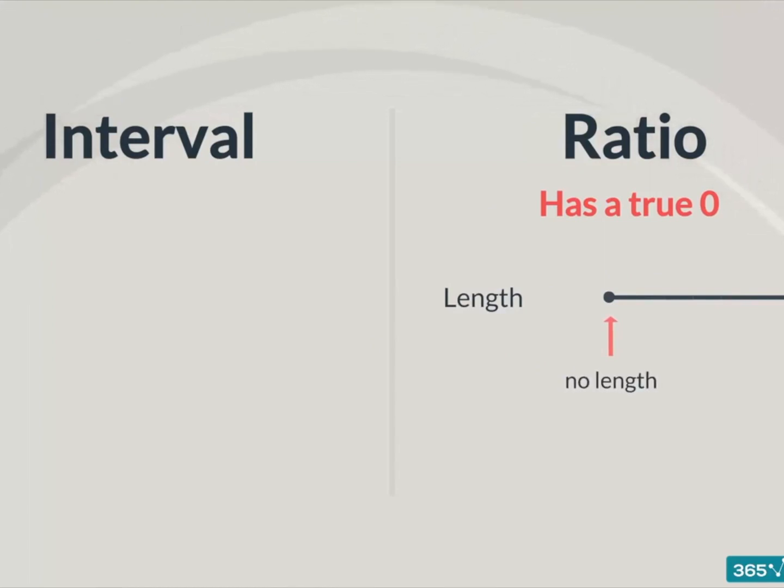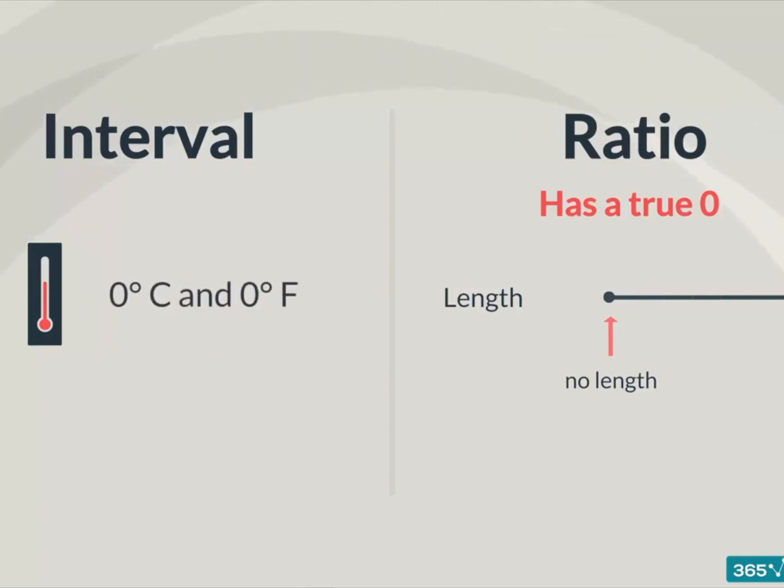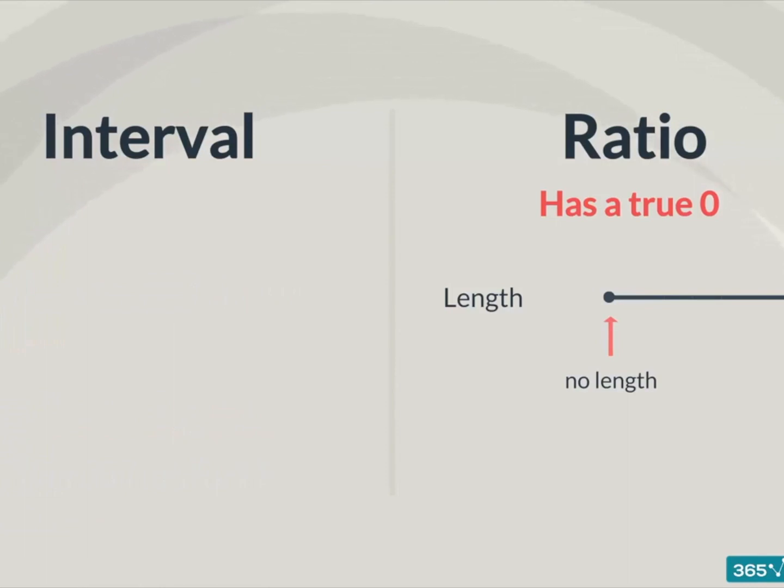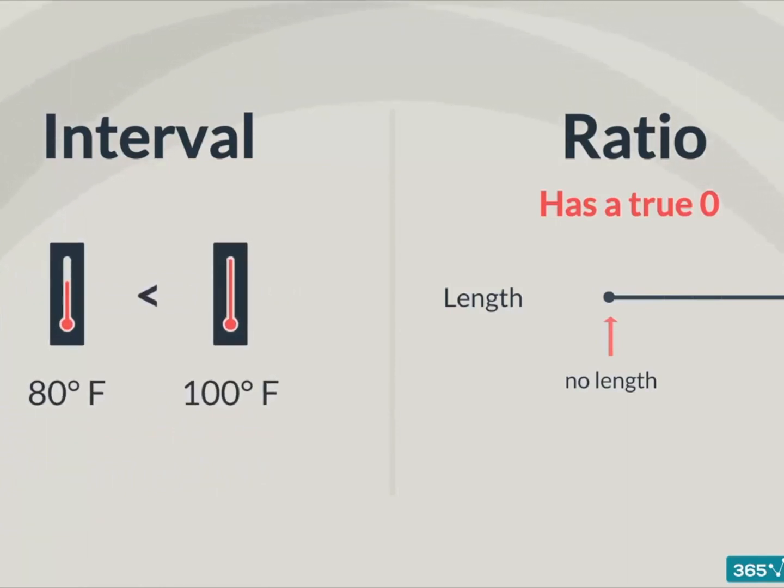With temperature, however, we have a different story. It is usually an interval variable. Let me explain. Usually, it is expressed in Celsius or Fahrenheit. They are both interval variables. 0 degrees Celsius or 0 degrees Fahrenheit don't mean anything, as the absolute zero temperature is actually negative 273.15 degrees Celsius or negative 459.67 degrees Fahrenheit. However, we can easily say that 80 degrees Fahrenheit is less than 100 degrees Fahrenheit. In the case of interval variables, the difference is meaningful, but the zero is not.